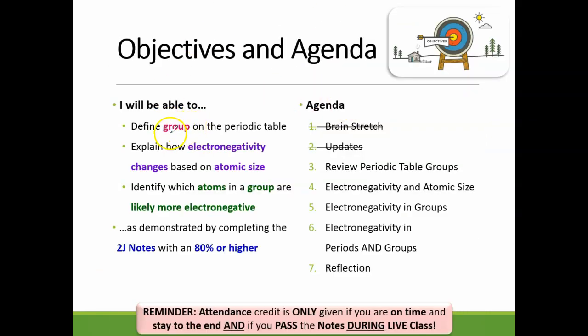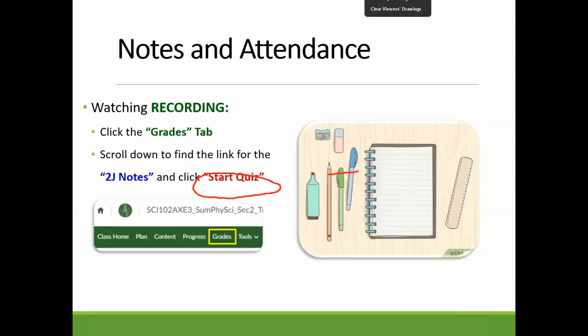Our objectives for today: we should be able to define a group in the periodic table. This is actually review. We should already know what a group is in the periodic table. We should also be able to explain how electronegativity changes based on atomic size. We actually just talked about this when we talked about electronegativity in periods. Today, though, we will be applying that also to groups. So which atoms in a group are likely more electronegative, again based on their atomic size. We will be completing the 2J notes, and you should be getting an 80% or higher on those notes, assuming you're following along, making sure that you're practicing before you do the application problems.